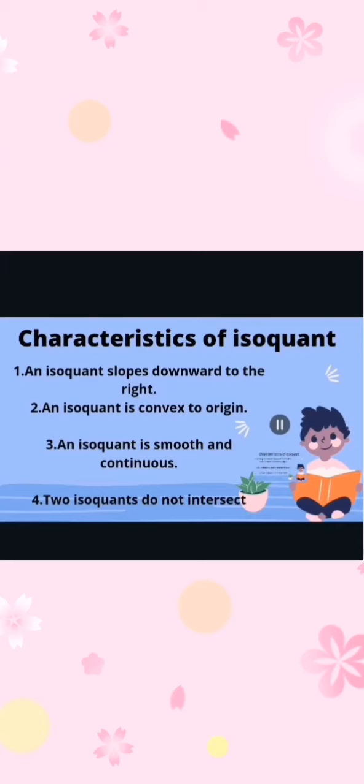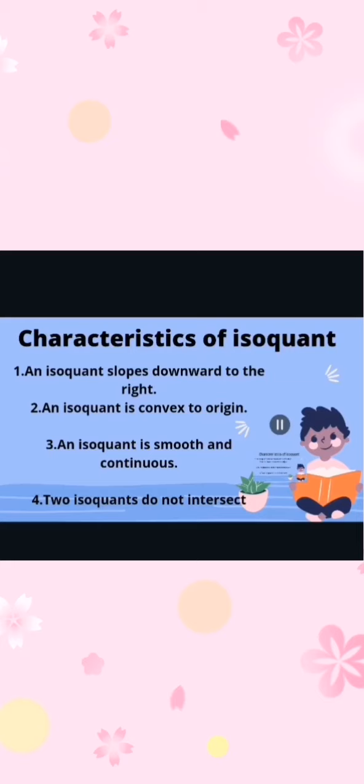Characteristics of isoquants. An isoquant slopes downward to the right. This implies that the isoquant is a negatively sloped curve. This is because when the quantity of factor K, or capital, is increased, the quantity of L, or labor, must be reduced so as to keep the same level of output.